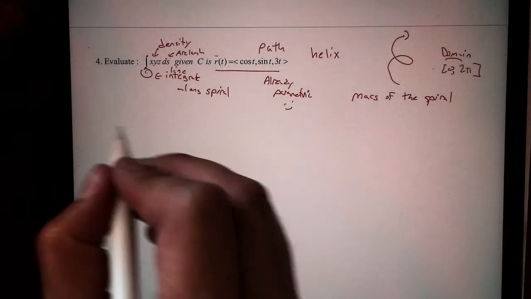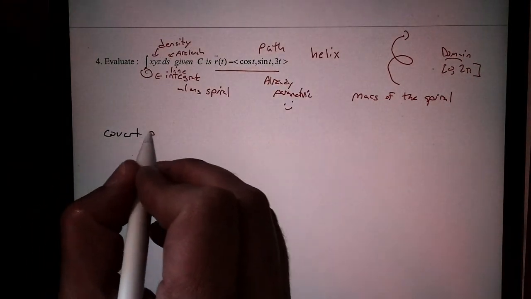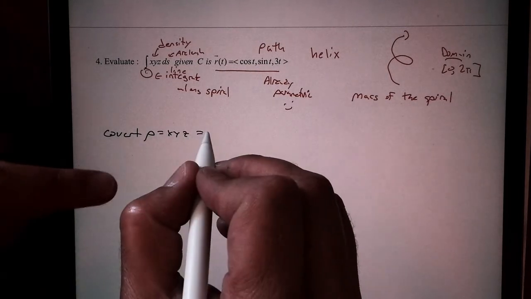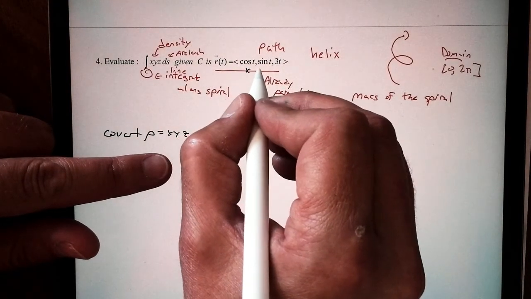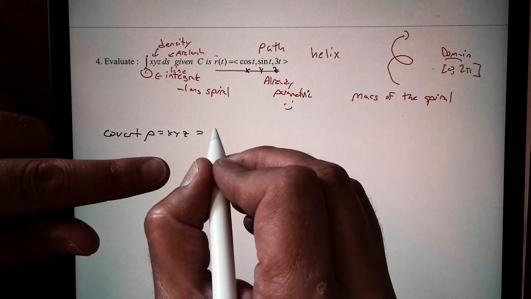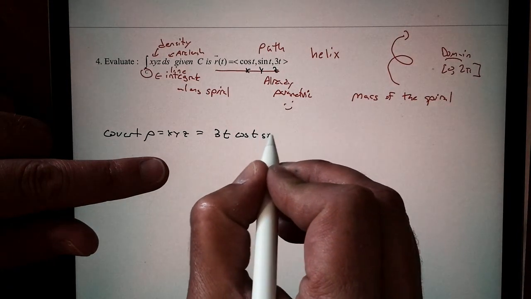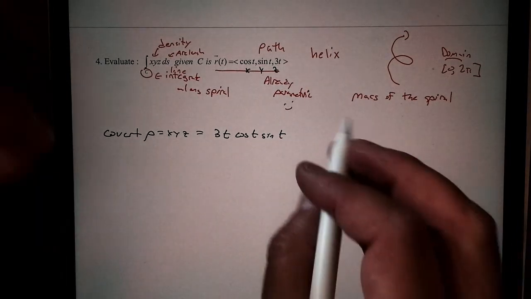The only thing we really have to do right now is to convert rho, that's that x y z. I can do that really easily because they're telling me what x, y, and z are. Here's x, here's y, there's z. If I multiply them all together, we get 3t cosine t sine t. And yes, you can simplify all of these if you want.